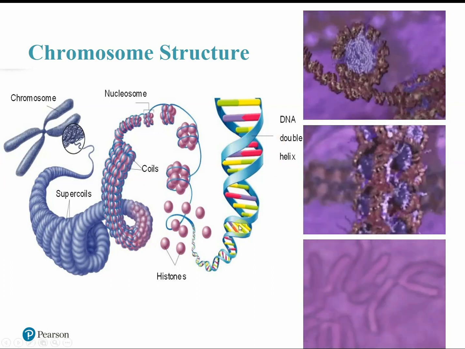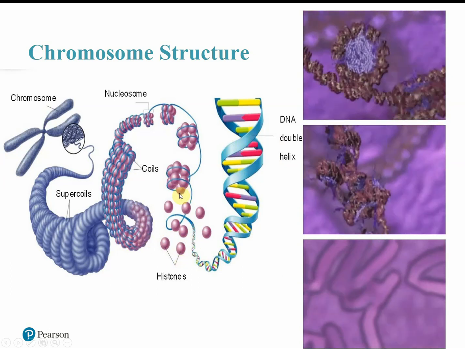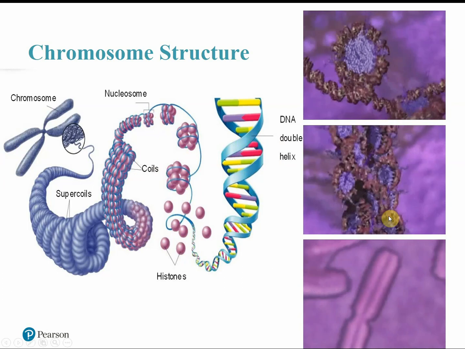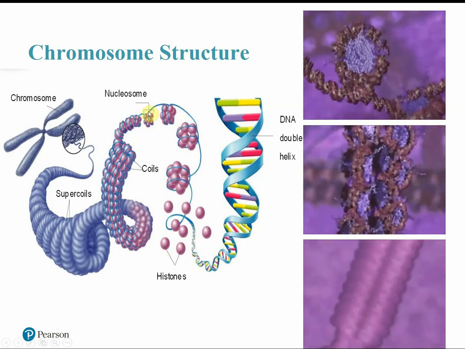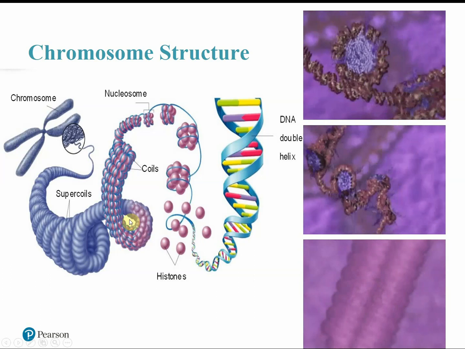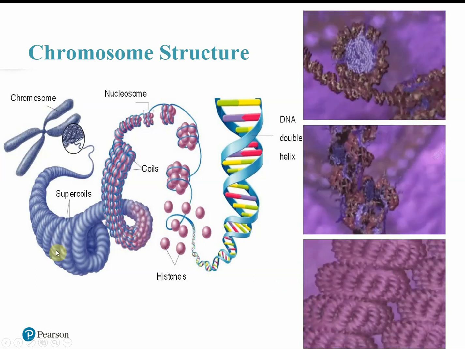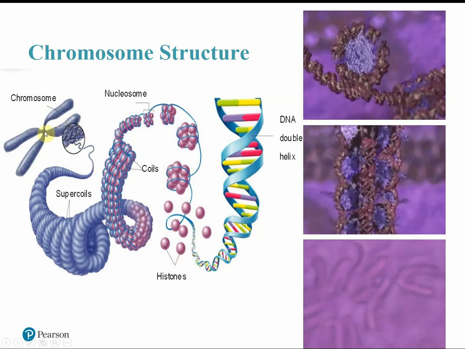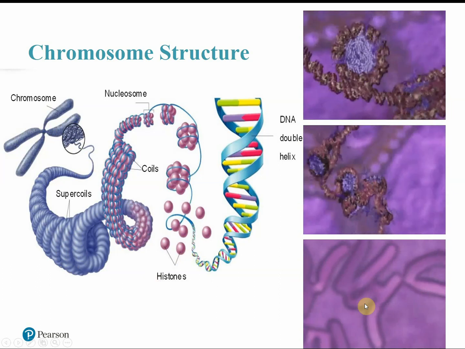So the DNA double helix will coil and wrap around those histone proteins and form these nucleosomes, so these little bundles or balls of DNA and protein. As that starts to coil and twist into a coil structure, those coils start to coil on themselves and form the supercoils. And then we get eventually this nice, neat, compact X-shaped chromosome that would be visible under the microscope.